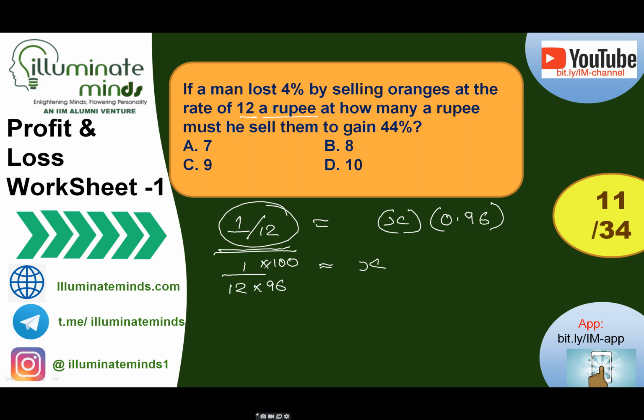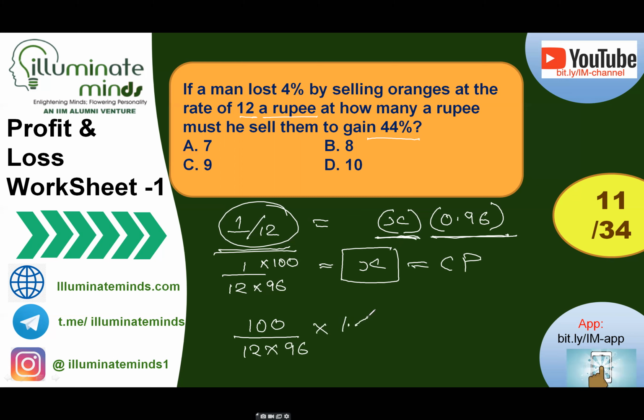So we lost 4% by selling oranges at the rate of 12 for a rupee. This is my selling price, this is my cost price. 4% loss means this, so X is equal to my cost price, right? Now, how many a rupee must he sell to gain 44%? So I will increase this by 44%. To increase it by 44%, I will multiply it with 1.44. This is my new SP.